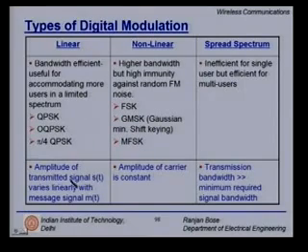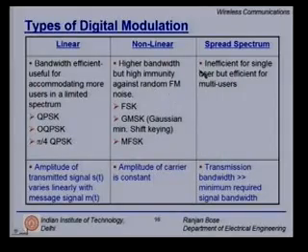Here for linear techniques, the amplitude of the transmitted signal s(t) varies linearly with the message signal m(t). For spread spectrum, the amplitude of the carrier is constant, and the transmission bandwidth is much, much greater than the minimum required signal bandwidth. So, you have lower power, but much larger bandwidth, and it is closest to the Nyquist theorem, which tells you that you better put your resources in increasing your bandwidth and not in increasing the power. In the subsequent lectures, we will consider the various linear, nonlinear, and spread spectrum modulation techniques for mobile wireless communication systems.